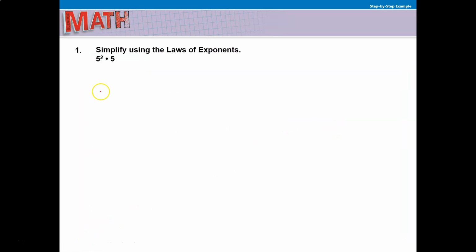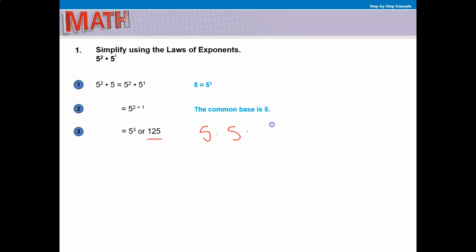Let's try some. Simplify using law of exponents. We have 5 squared times 5 to the first. We usually don't write 5 to the first. When you see a number by itself, it has an exponent of 1. So 5 squared times 5, that would be 5 squared times 5 to the 1. So you'd add the 2 plus 1, you get 5 to the third, and if you multiplied it out, 5 times 5 times 5, 5 times 5 is 25, 25 times 5 is 125.